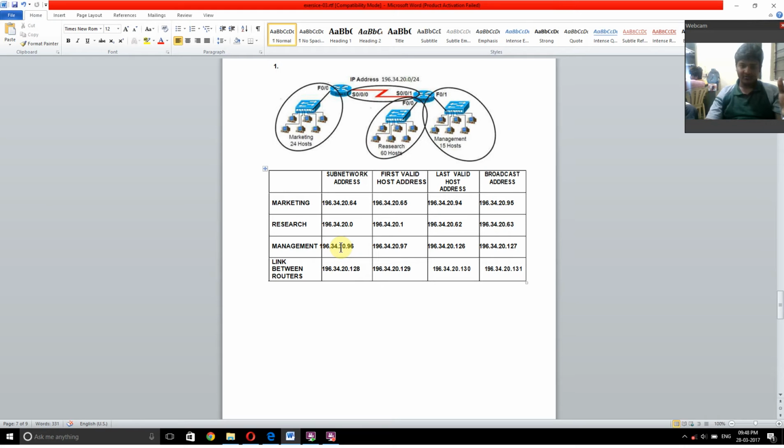Here the 2 routers are connected with 3 switches. One is for marketing, where 24 hosts are stored, another is for research purposes, where 60 hosts are stored, and the final one is for management, where 15 hosts are stored. Here also the same thing: we are going to find the subnetwork address, the first valid host address, the last valid host address, and the broadcast address.